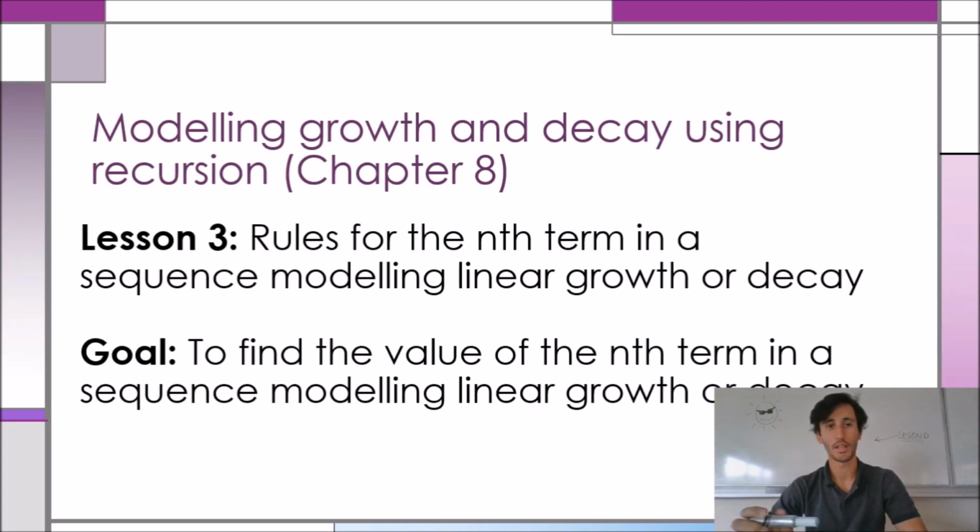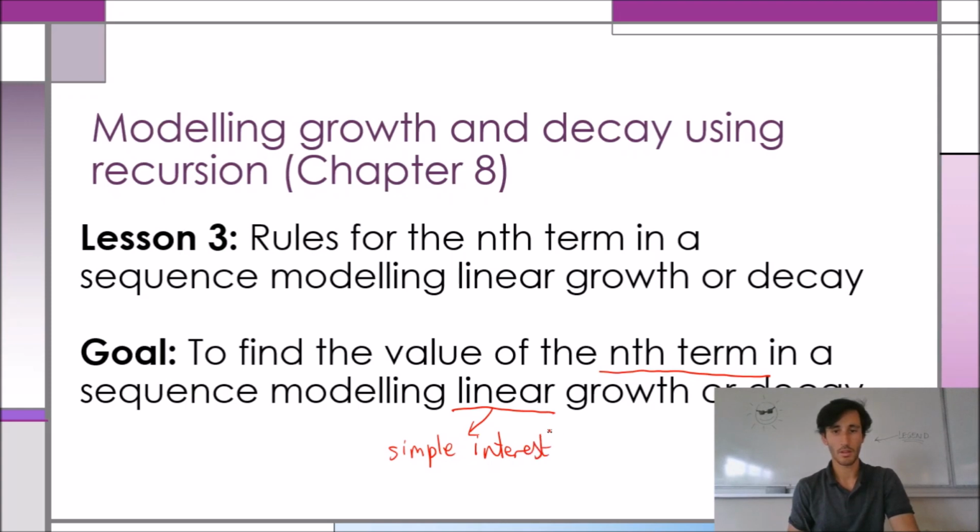All right, so we're looking at lesson 3, the rules for the nth term in a sequence, modeling linear growth and decay. So, keywords here, nth term, and we're looking at linear still. Our 2 examples of linear are simple interest, so that's for linear growth. And then for linear decay, we had flat rate depreciation and also unit cost depreciation.